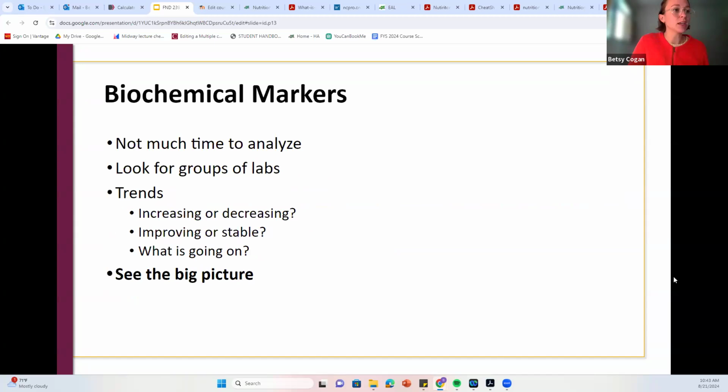Sometimes we're having to glance over labs really quickly before we see the patient. But we really want to look at the snapshot of the labs, and also at what those labs are doing over time. Are these labs trending one way or the other? Are they improving? Are they stable? Are they really increasing all of a sudden? And then we also want to think about why these things are happening.